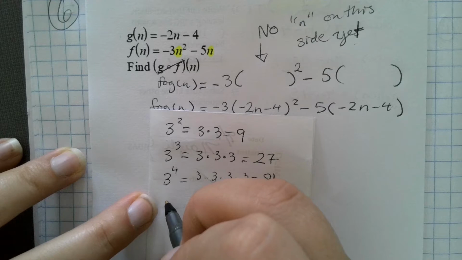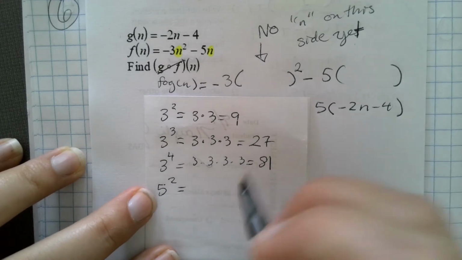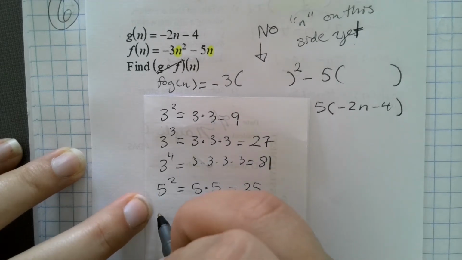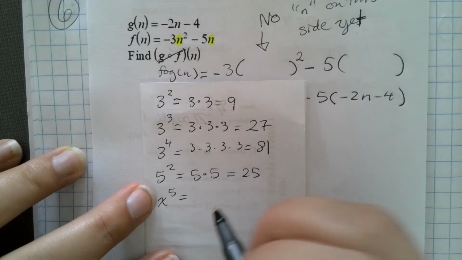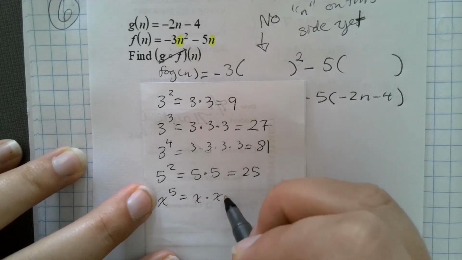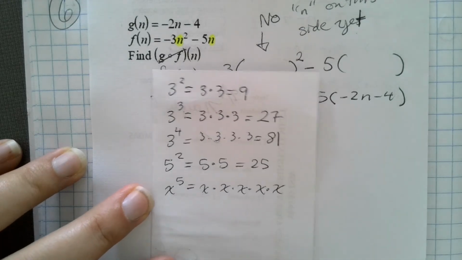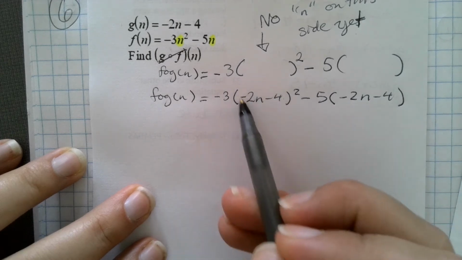What if I wrote 5 squared? How many times do I write it? 5 times 5. What if I wrote x to the 5th? How many times would I write out x? 1, 2, 3, 4, 5, right? So this is going to work for all the directions. How many times do I need to write this group out?